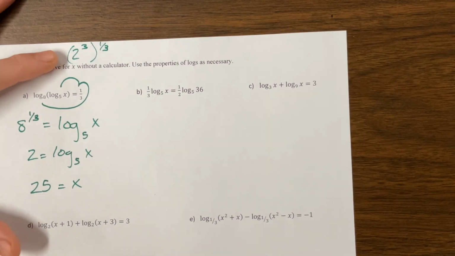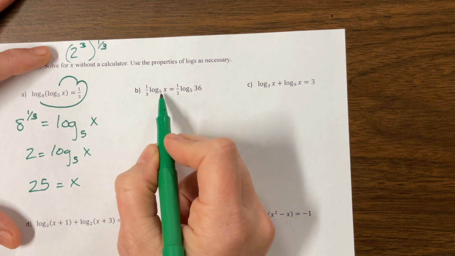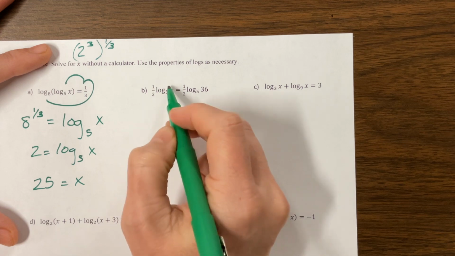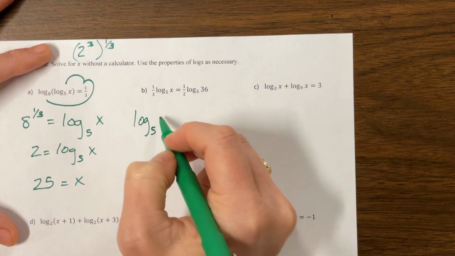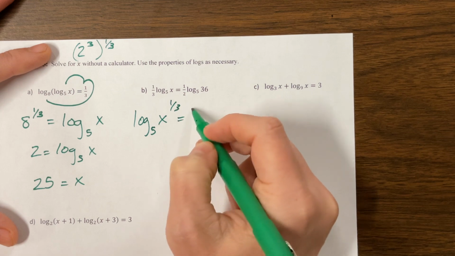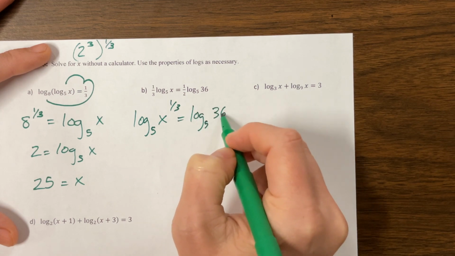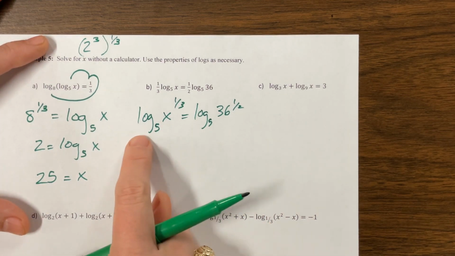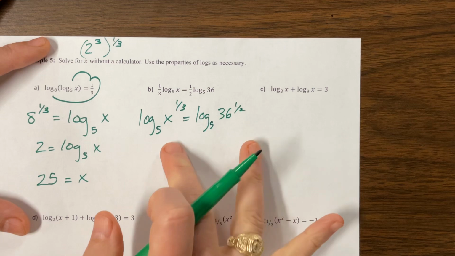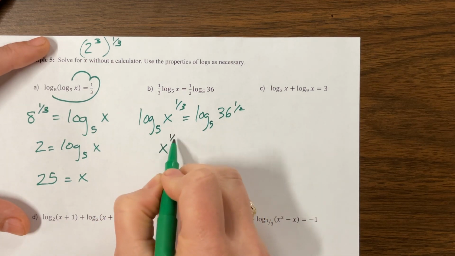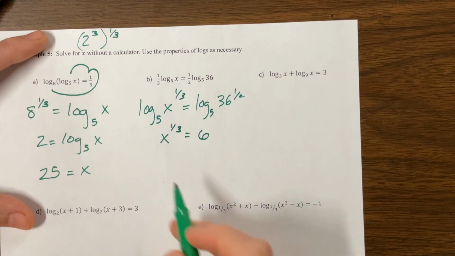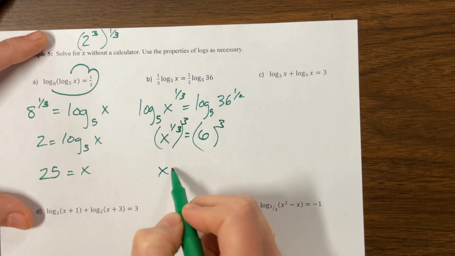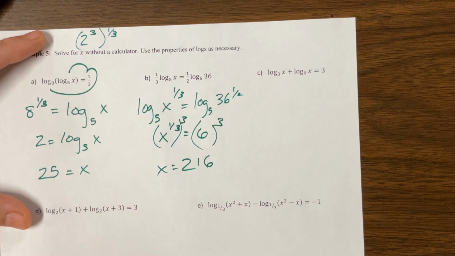Okay, the next one, I see 1/3 log base 5 of x equals 1/2 log base 5 of 36. So I'm going to take these and make them become exponents. So I have log base 5 of x to the 1/3 is equal to log base 5 of 36 to the 1/2 power. Square root of 36 is 6. I have log base 5 of something equals log base 5 of something, so the somethings are equal. So this becomes x to the 1/3 power is equal to 6. Now we're going to cube both sides so that we just get x to the first power, and hopefully you know that 6 cubed is 216.